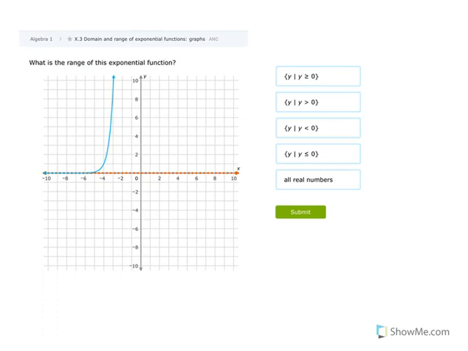And the next question looks pretty similar. It wants the range. The graph is approaching the x-axis, so everything is going to stay above the x-axis. So we're going to say y is greater than 0. We want to find that, which is right here. Y is greater than 0.